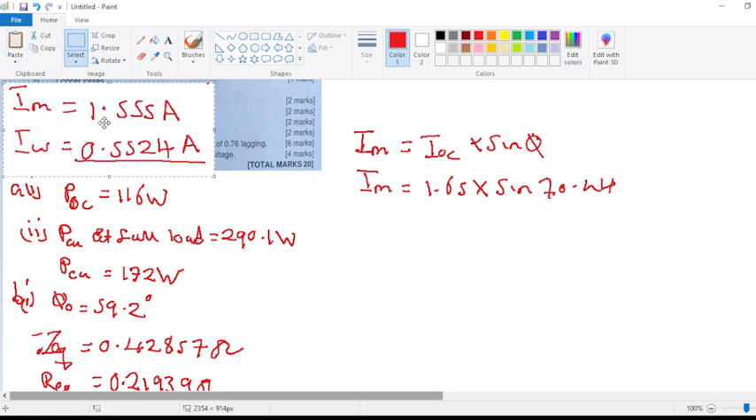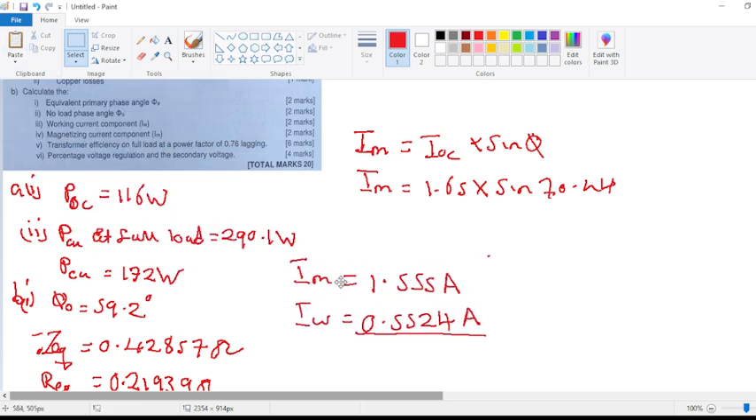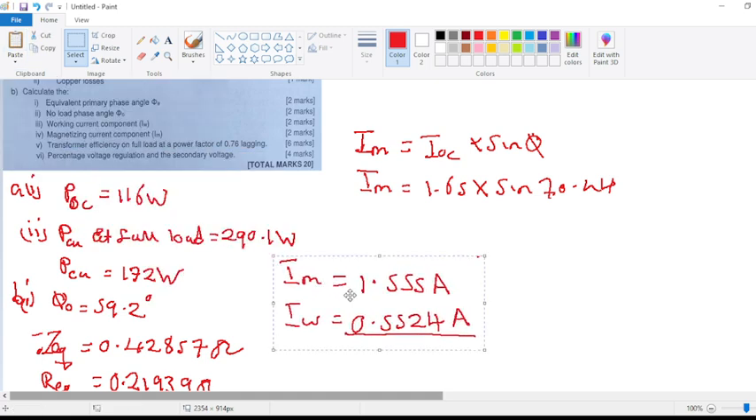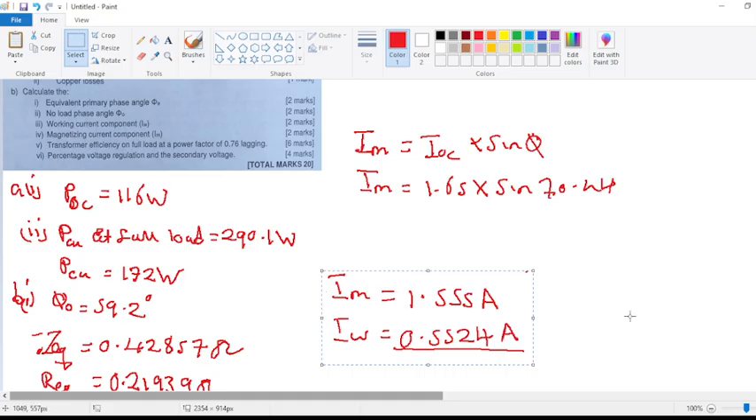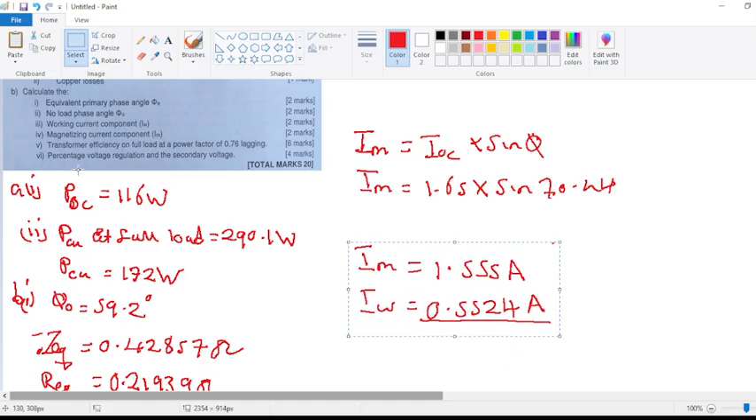Okay, so we have question. Let me just try to put them here. So this one is question b3. So we have 3 and 4. Okay, so b3 and 4.